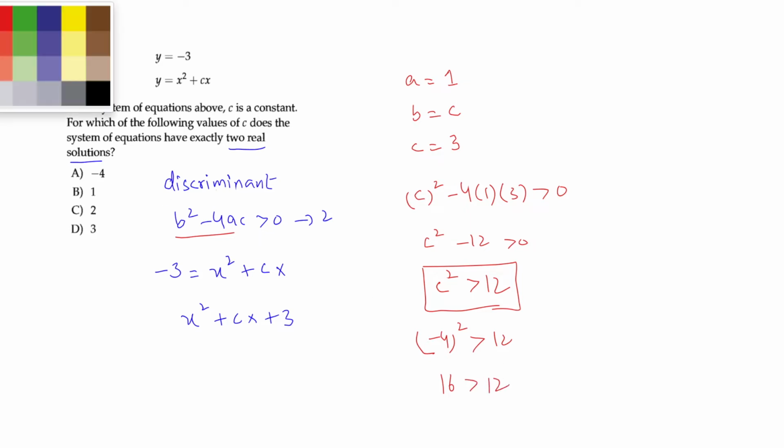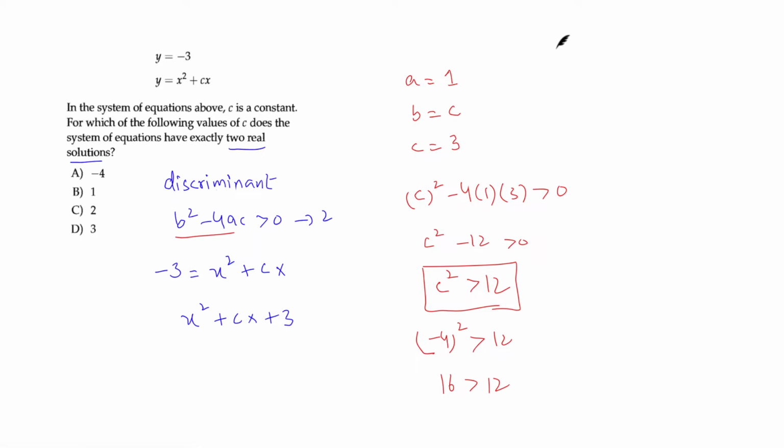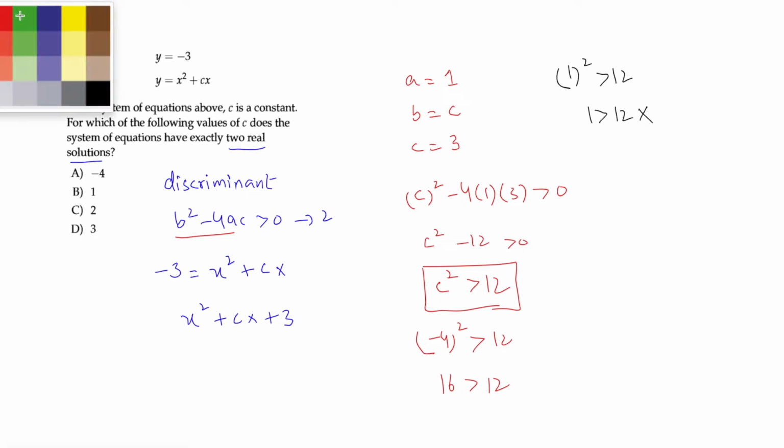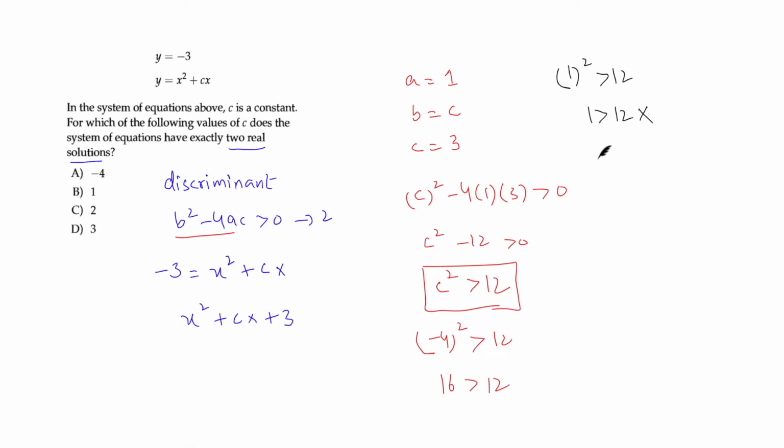But hold on, let's try other values as well. If I take 1, what do I get? c square is greater than 12. 1 square is greater than 12? No, 1 is not greater than 12. B is definitely wrong. Let's check one more option, option choice C. 2 square is greater than 12? 4 is greater than 12? No, this is also wrong. Yes, definitely A is the only option which is satisfying our condition.